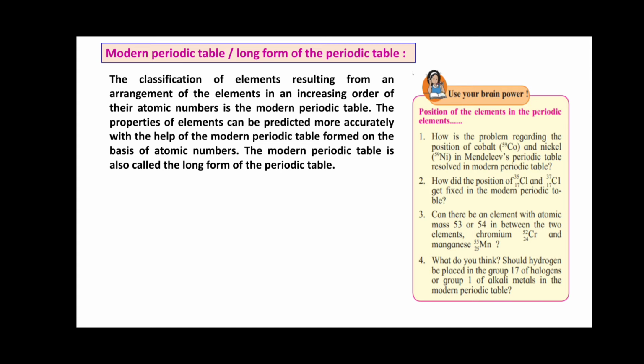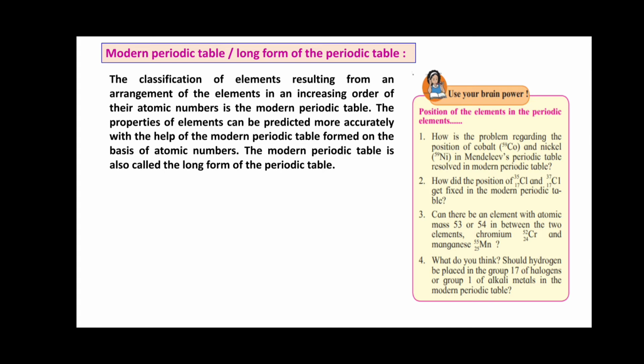In the modern periodic table, the elements are arranged in the order of increasing atomic numbers. So the atomic number of cobalt is 27, whereas that of nickel is 28. Thus, cobalt, which has the lower atomic number 27, is placed before nickel, which has the higher atomic number.